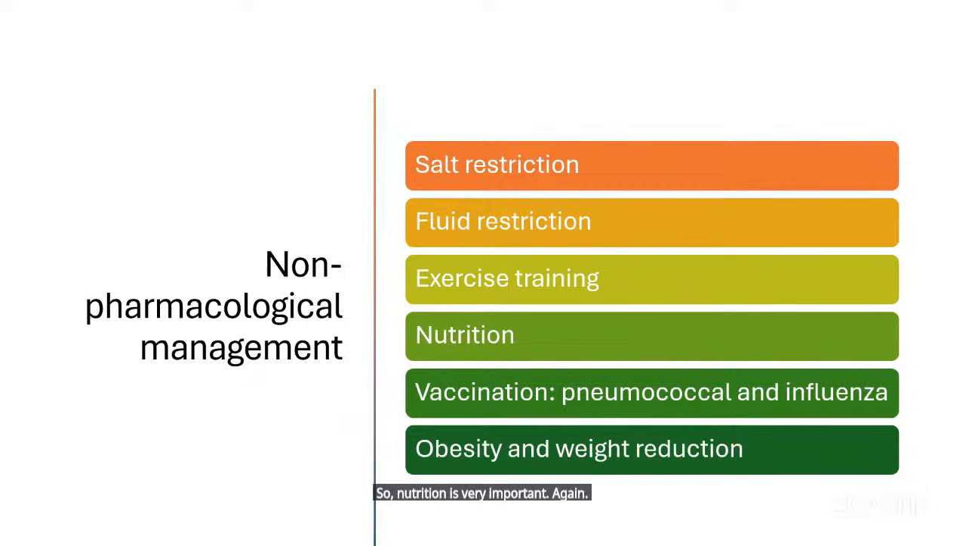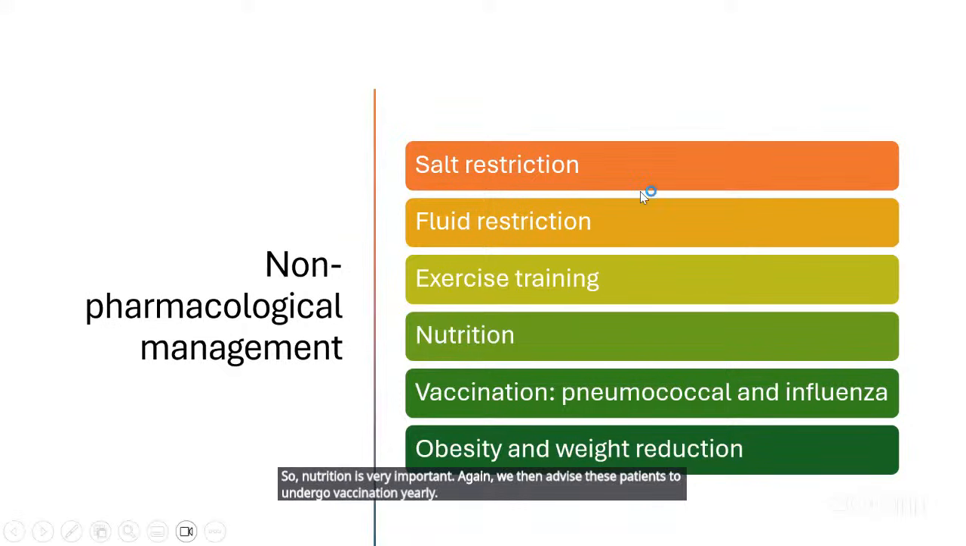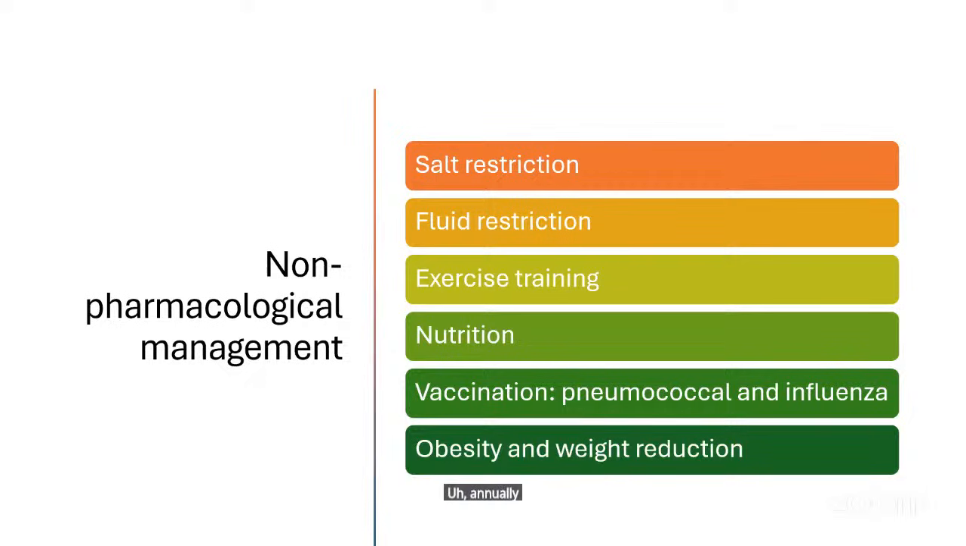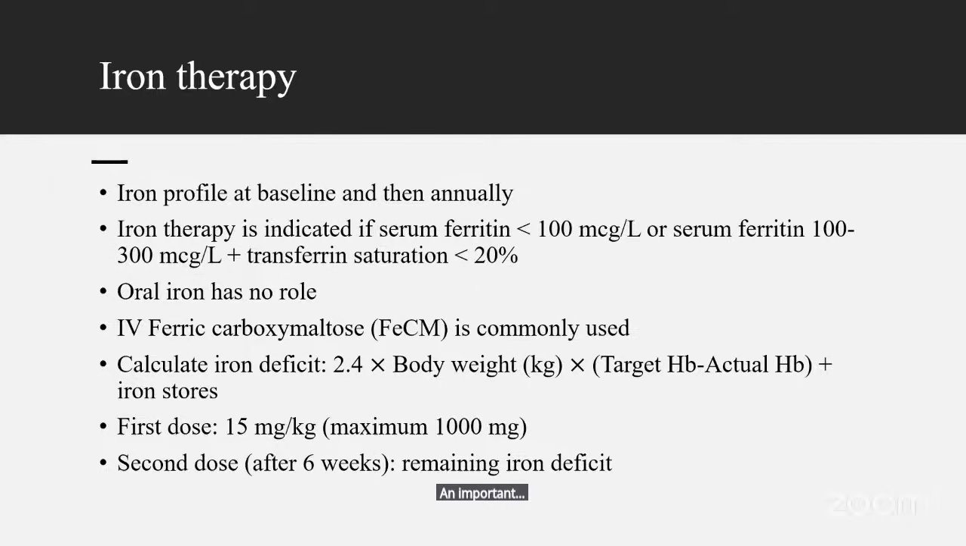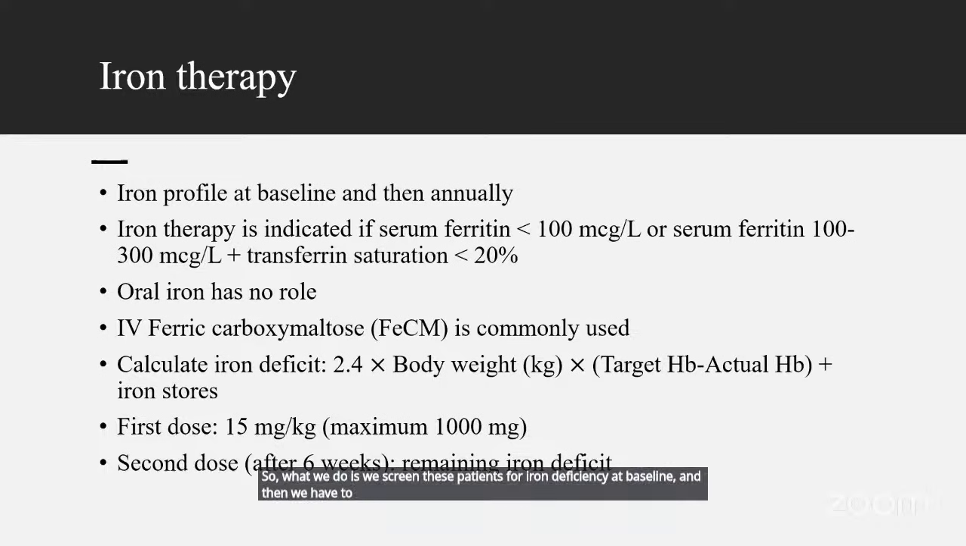Again, we then advise these patients to undergo vaccination yearly. The most important vaccinations in these patients are the pneumococcal and influenza vaccines, and these have to be administered annually because infections in the form of pneumonia are one of the foremost causes of worsening in these patients. And then, if the patient is obese, we again advise weight reduction. An important treatment in these patients is iron therapy. So what we do is we screen these patients for iron deficiency at baseline, and then we have to repeat an iron profile annually.